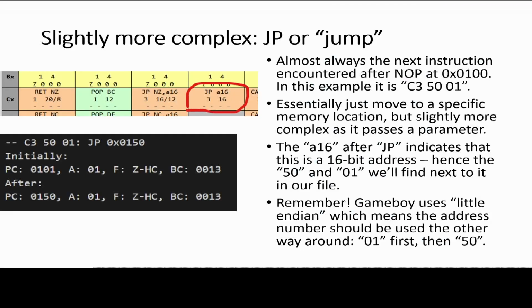And just to mess with you a bit, by the way, the Game Boy is actually something we call little endian, which means that the smallest item, which is to the right, actually goes first. So this is not 50, 01. This is going to be 01, 50 when we parse it. So this will be 150. And as with the no-op, nothing really necessarily happens. We just change the program counter to be this new address, which is 150. Everything else stays the same, and we then go to that new address.